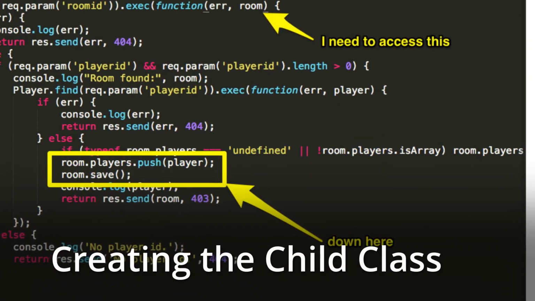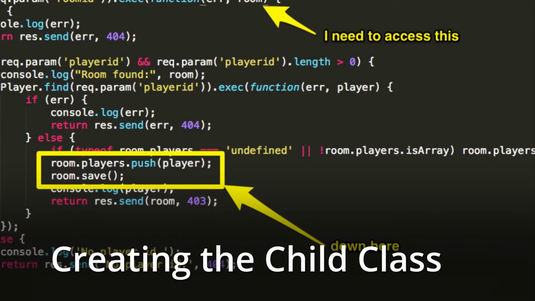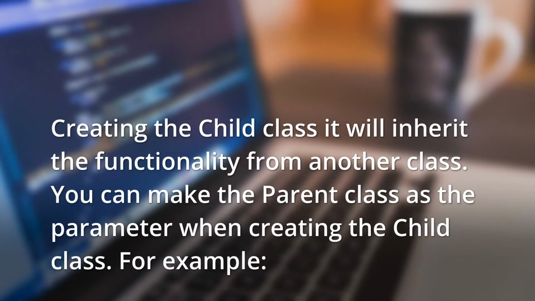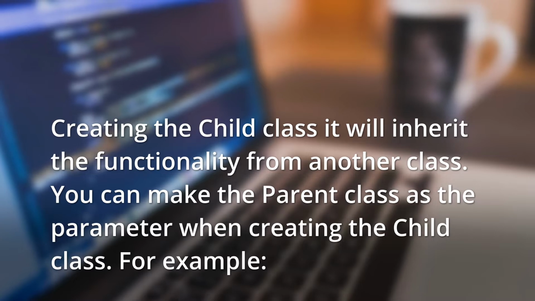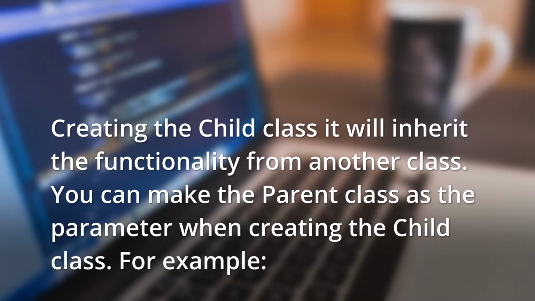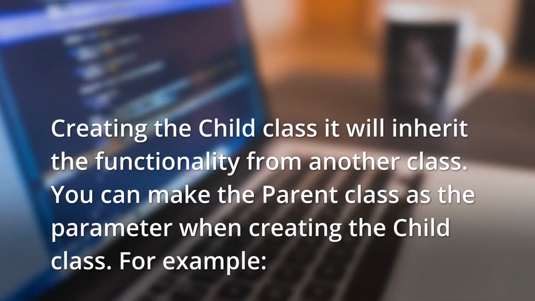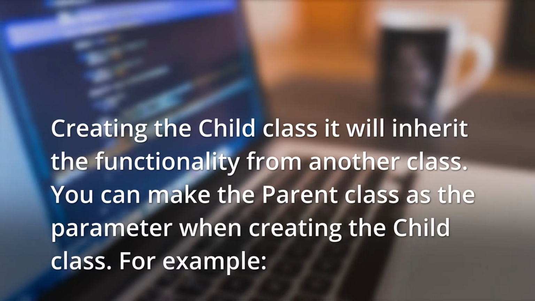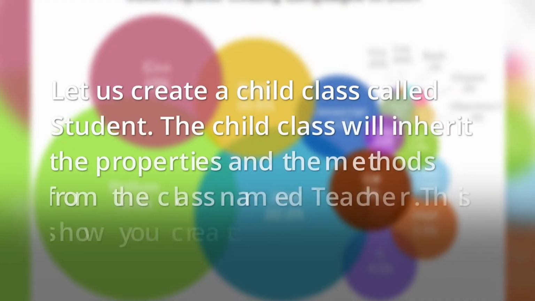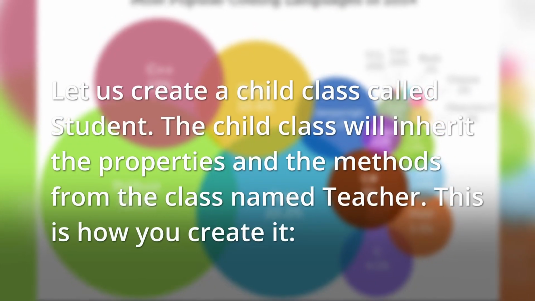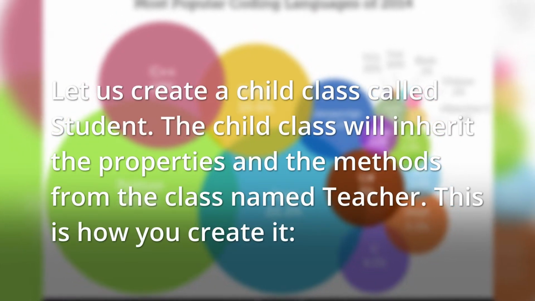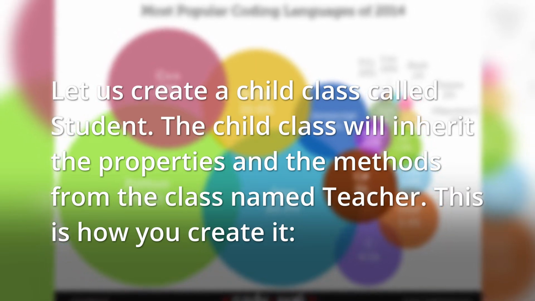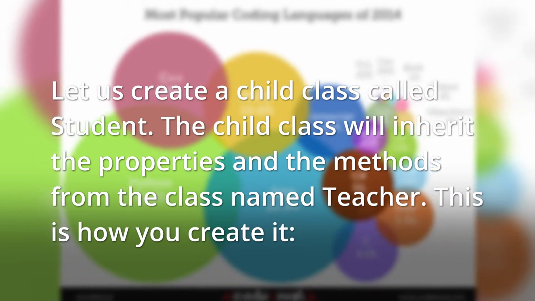Creating the child class. The child class will inherit the functionality from another class. You can make the parent class the parameter when creating the child class. For example, let us create a child class called student. The child class will inherit the properties and the methods from the class named teacher. This is how you create it.